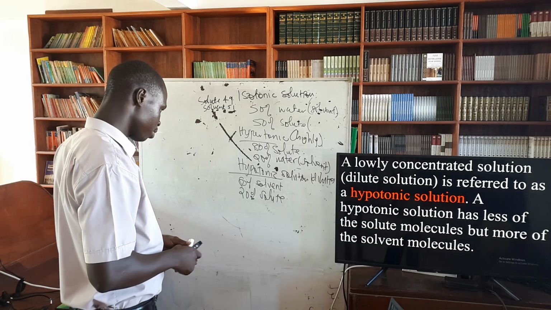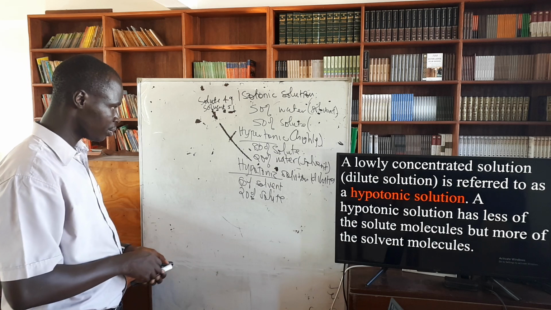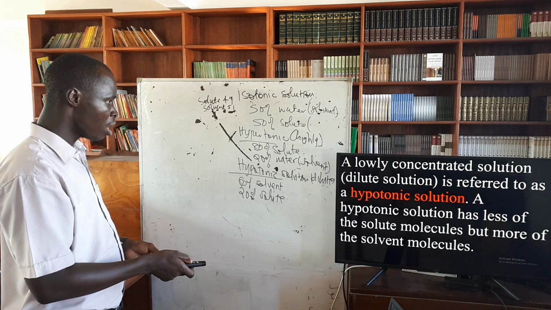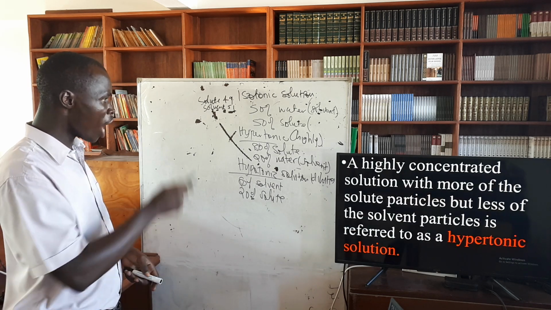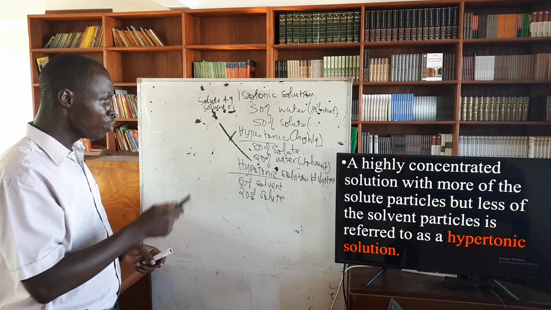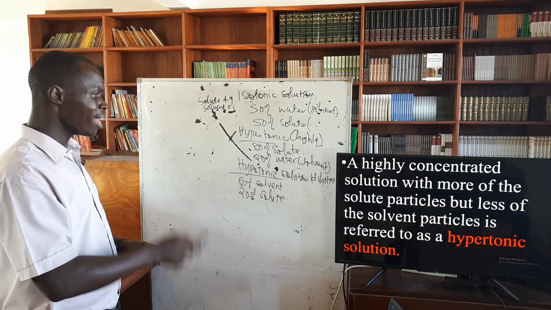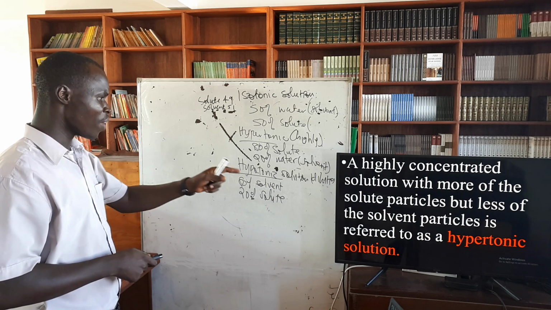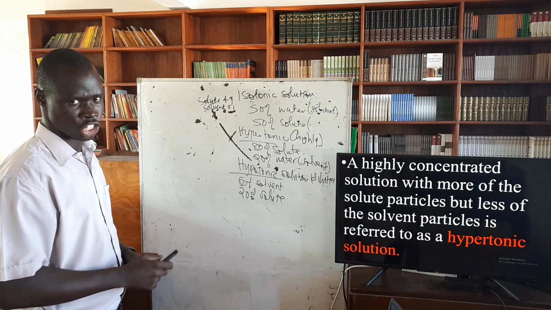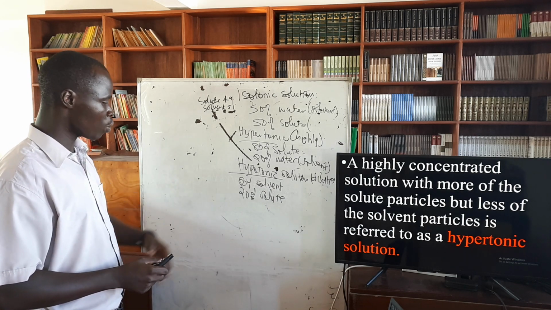Now, that being said, a highly concentrated solution with more of the solute particles but less of the solvent particles is referred to as hypertonic. It's referred to as hypertonic.